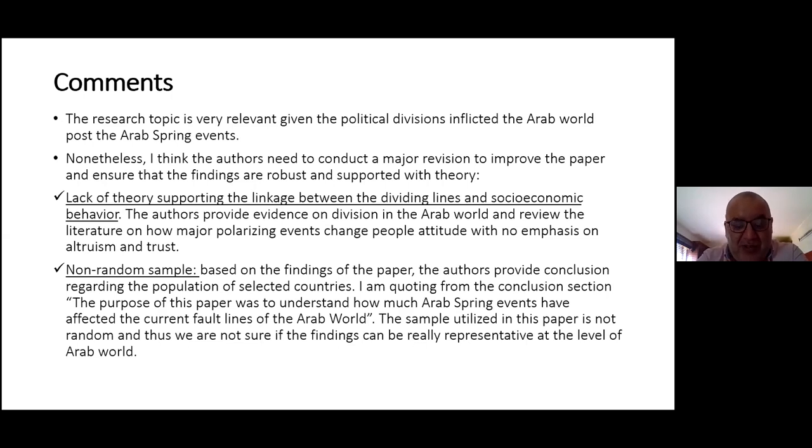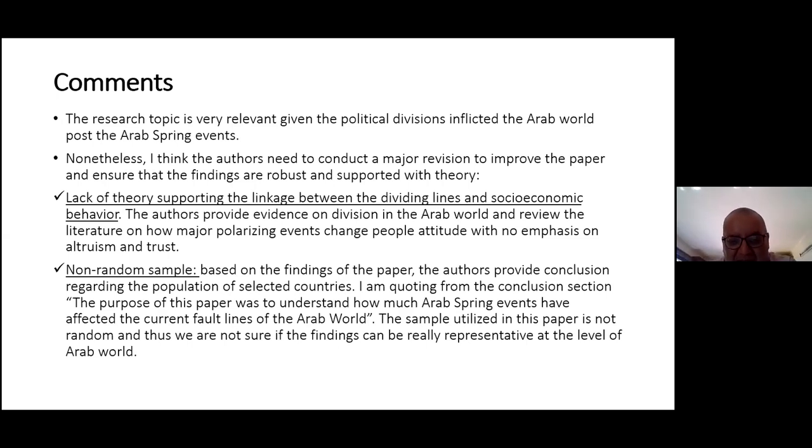The research topic is also very relevant and timely, given the political divisions we are facing in many countries due to the repercussions of the Arab Spring. However, I think there are a number of issues that need to be revised so that we make sure the findings are robust and are supported by theory. So I have a number of issues here. Theory.